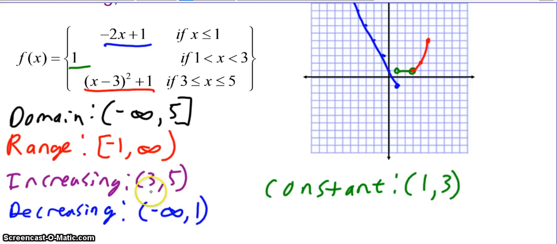The increasing interval is 3 to 5. That is this piece here. It is increasing. The decreasing interval is negative infinity to 1. That is the blue piece here. And the constant interval is 1 to 3. It is constant along that interval.